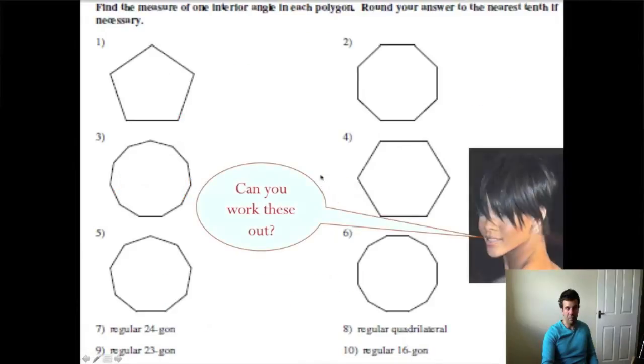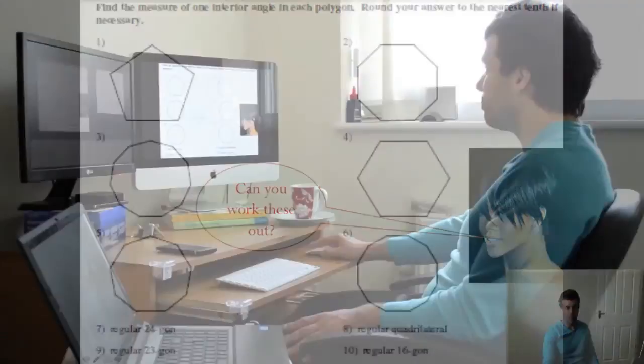Can you work these out? Pause the screen here. I apologise that the font is quite small. After you've paused, you will calculate the sum of interior angles of each of these shapes. Some of these you might be able to get from memory. Remember, use the formula 180 times the number of sides minus 2, i.e. 180 times n minus 2. When you're ready, unpause.